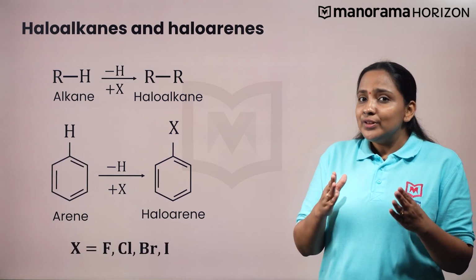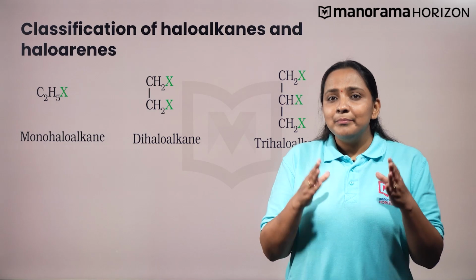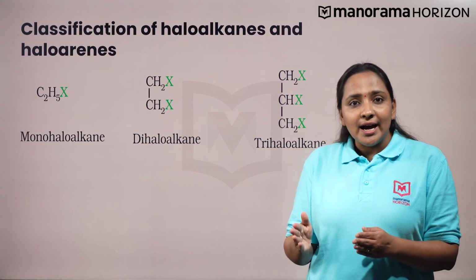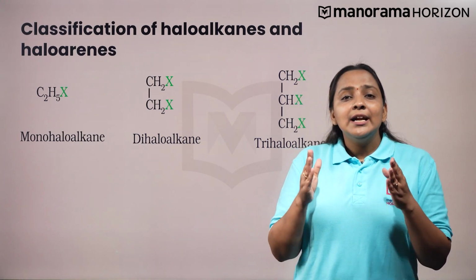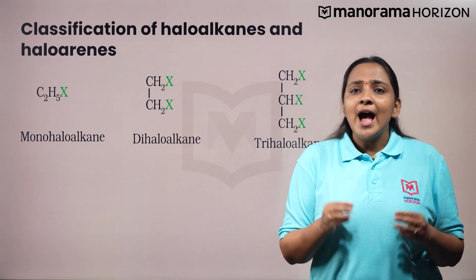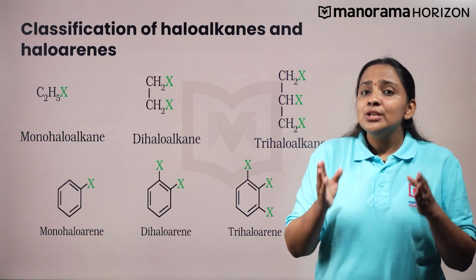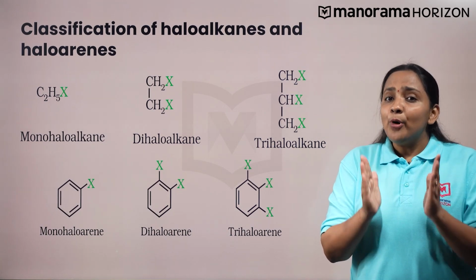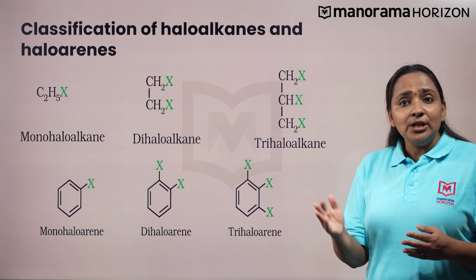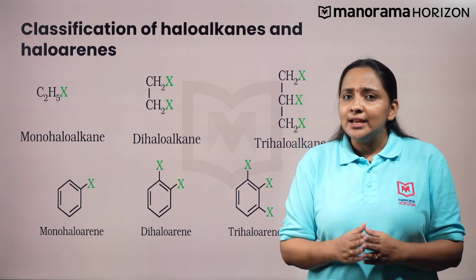Let us now start with the classification of haloalkanes and haloarenes. We will classify them based on the number of halogen atoms. They are classified as mono, di or polyhalogen compounds depending on the number of halogen atoms in their structure. Monohalogen compounds have one halogen atom in their structure. Dihalogen compounds have two halogen atoms and poly means more than two halogen atoms in the structure. The screen shows mono, di and trihaloalkane and haloarene compounds.